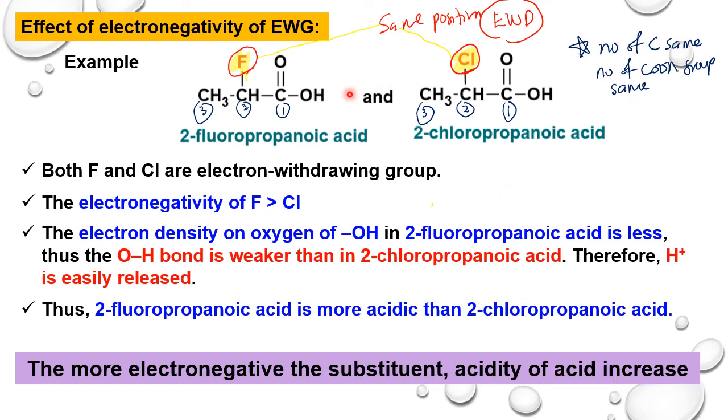Tapi syarat dia dekat sini, tadi bilangan karbon mesti sama, bilangan carboxyl group pun mesti sama, dan satu lagi, yang kedua, position of electron withdrawing group is the same. So kalau structure yang pertama, electron withdrawing group kat carbon nombor 2, the second one pun mesti dekat carbon nombor 2. Kalau dekat carbon nombor 3, so the second one pun mesti dekat carbon nombor 3. Barulah adil, okay, untuk compare.